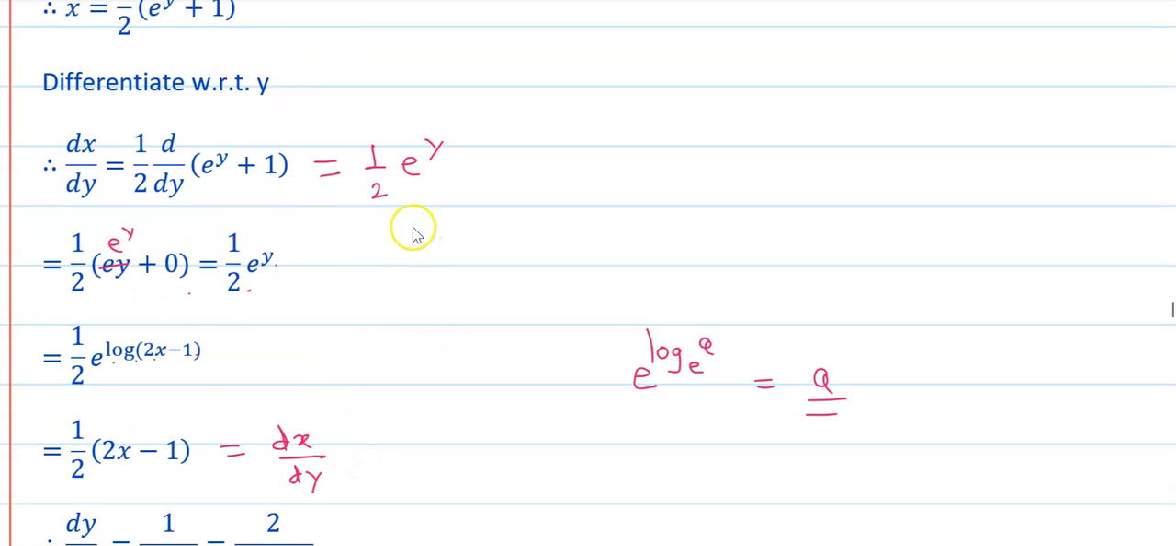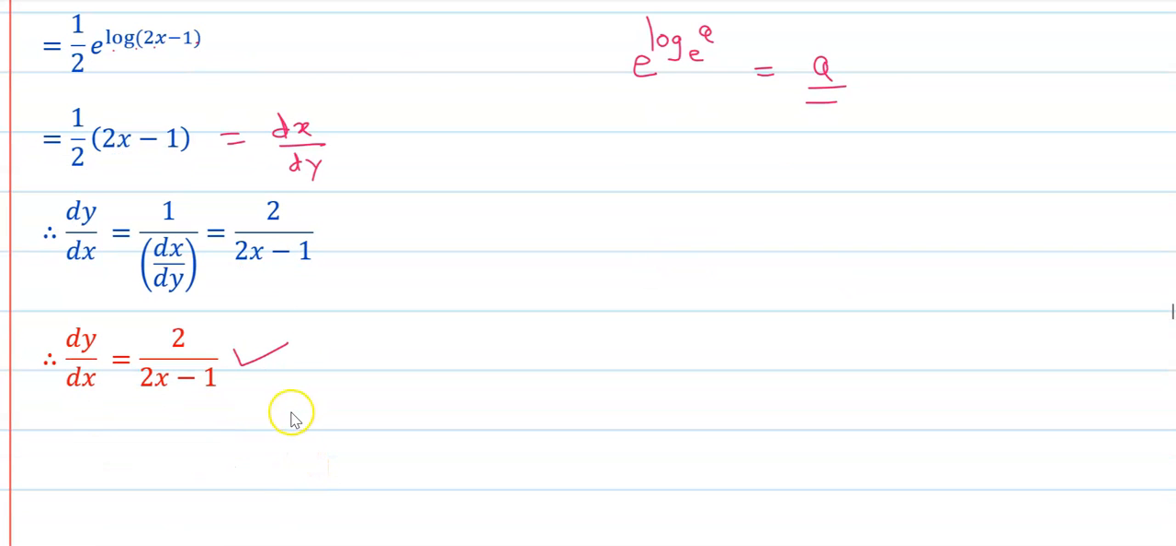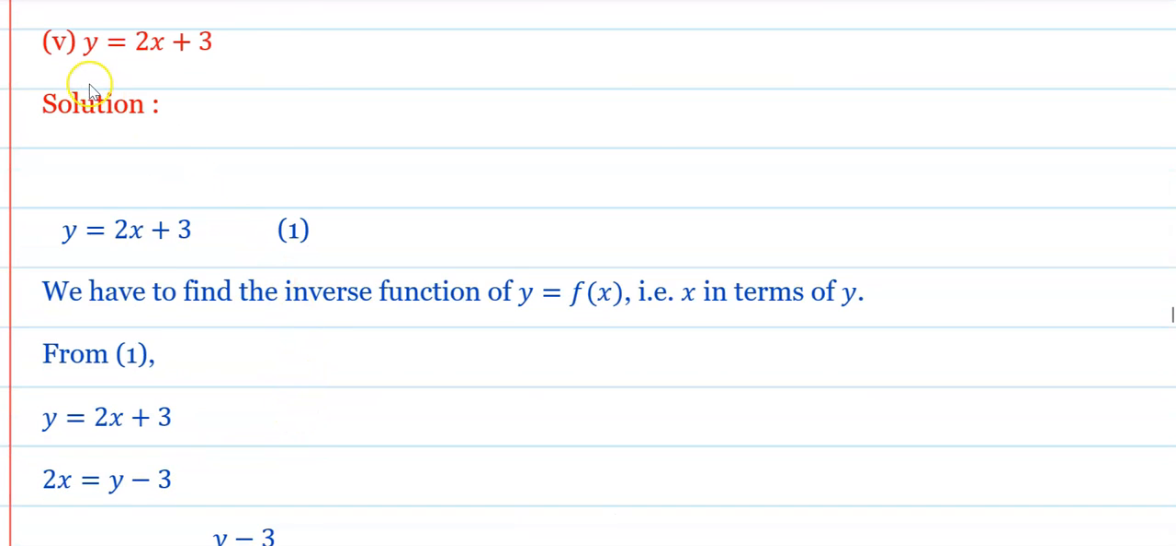Okay. Next, replace the value of y, which is log of in bracket 2x minus 1. Okay. But e raised to log of 2x minus 1 to the base e is nothing but 2x minus 1. That is 1 upon 2 in bracket 2x minus 1. Okay. Now next, dy by dx is equal to 1 upon dx upon dy. Put the value of dx upon dy, which is 2x minus 1 upon 2. Then you will get 2 upon 2x minus 1. This is the answer. Now the next, y is equal to 2x plus 3.